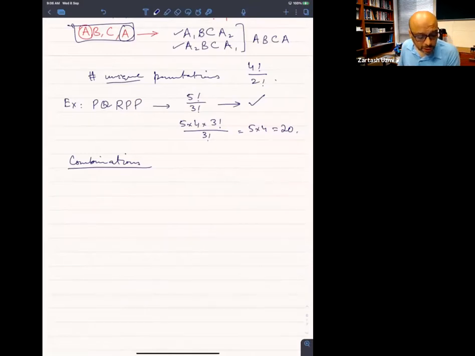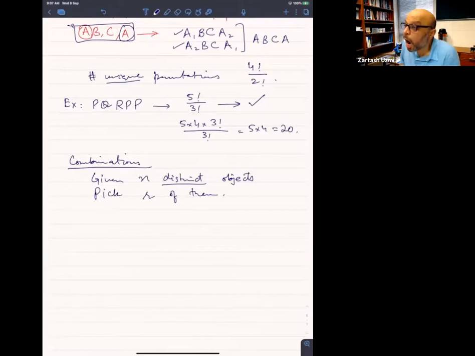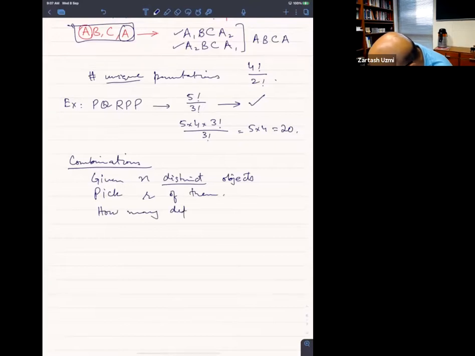So in combinations, you are given n distinct objects, okay? And you pick r of them. How many different groups? Combinations will answer this. How many different groups?